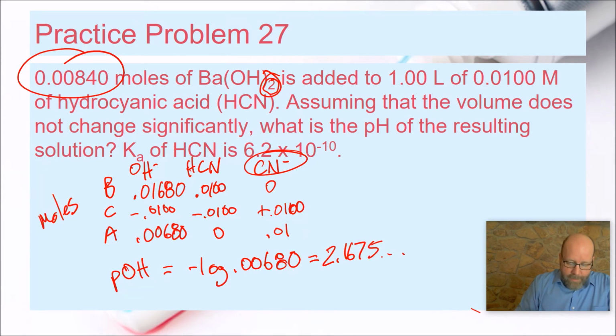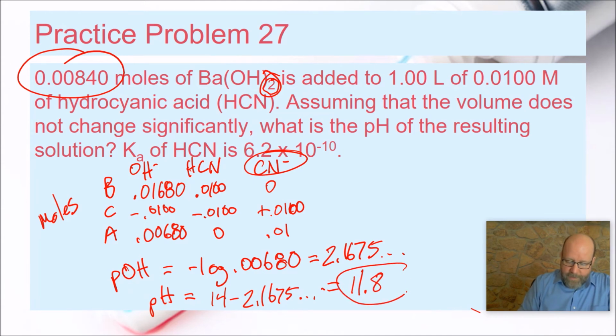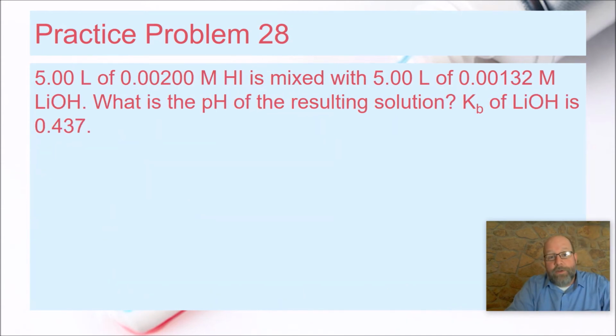2.1675, and so on. And to find the pH, which is what I'm here for, that's going to be 14 minus my 2.1675 equals, and so that's going to be about 11. When I go to sig figs, looks like 3. For all my data, I have 3 sig figs, so we'll say 11.8. That's my pH. Now we're ready to do number 28.